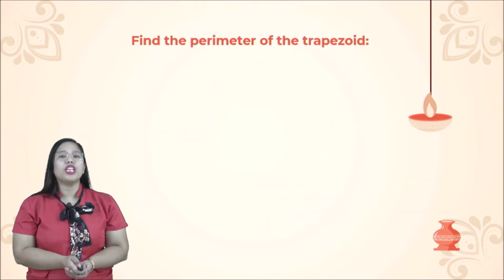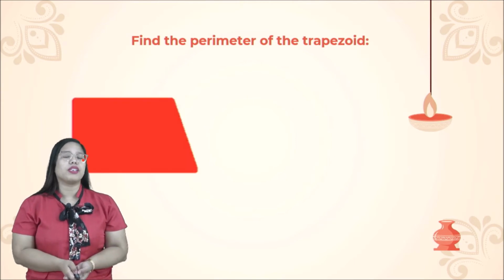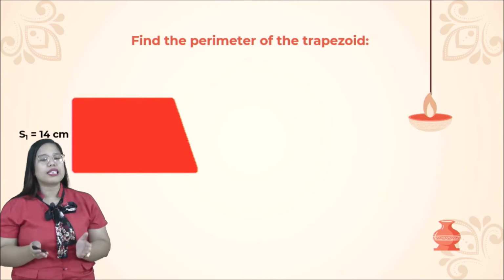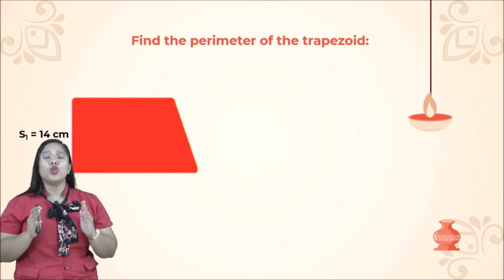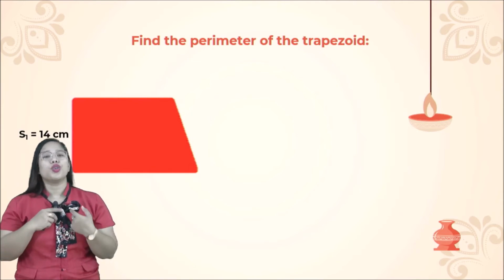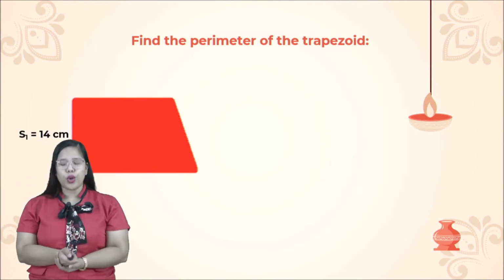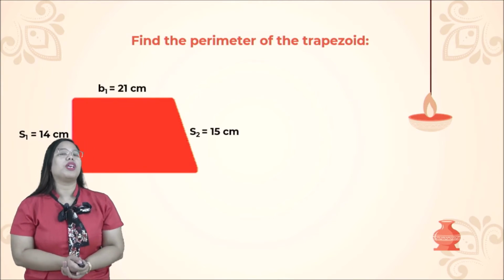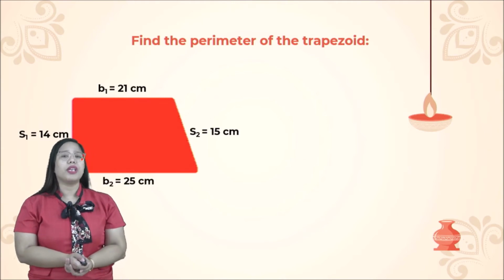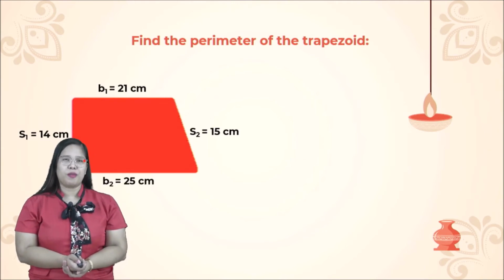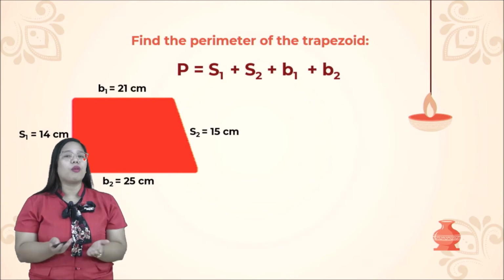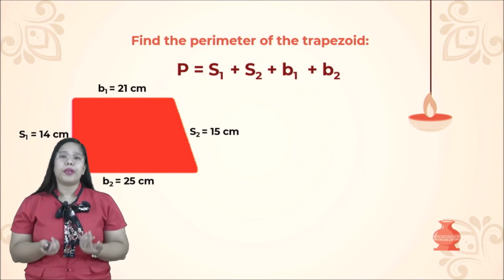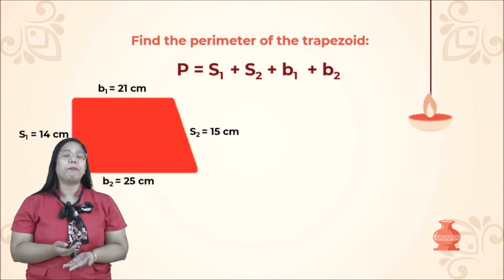Next one, we need to find the perimeter of a trapezoid. This is an example of trapezoid. In a trapezoid, all its sides are not the same, meaning no sides are equal. So side 1 is 14 centimeter, side 2 will become 15 centimeter, base 1 will become 21 centimeter, and base 2 is 25 centimeter. So we can conclude that our formula in finding the perimeter of a trapezoid will become S1 plus S2 plus B1 plus B2.